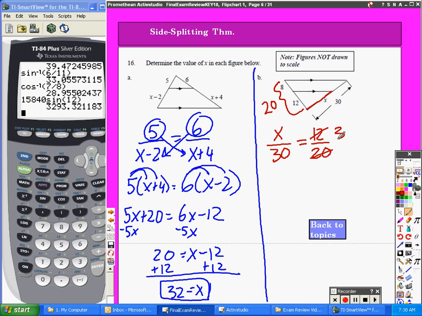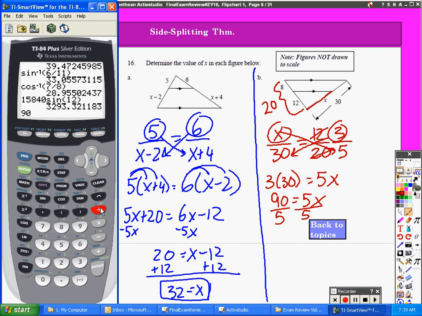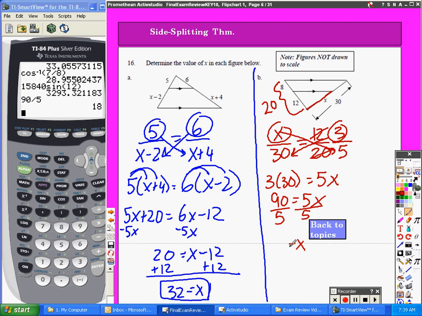12 divided by 4 gives me 3. 20 divided by 4 gives me 5. This should make the numbers a little bit nicer. I have 30 times 3. So 3 times 30 equals x times 5. 3 times 30 is 90 equals 5x. I'm going to divide both sides by 5. If you need to use your calculator, go ahead. That's 90 divided by 5, and that gives us 18. x equals 18.